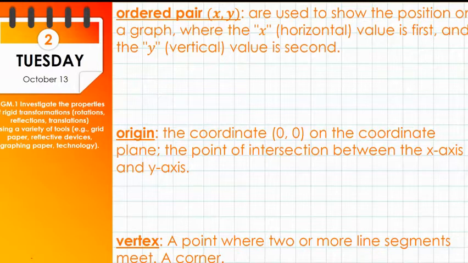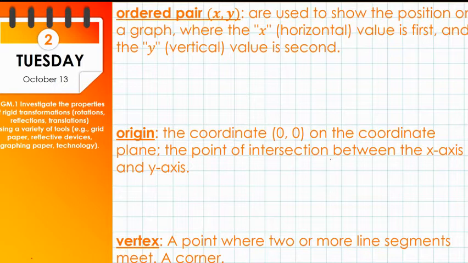An ordered pair is used to show the position on a graph where the x or horizontal value is first and the y or vertical value is second. The most important ordered pair is the origin. So again, the most important ordered pair is the origin.